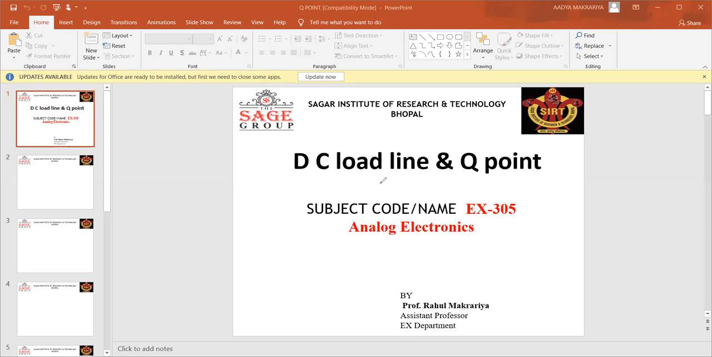So first, to show the DC load line or Q point, we should know what is the faithful amplification.